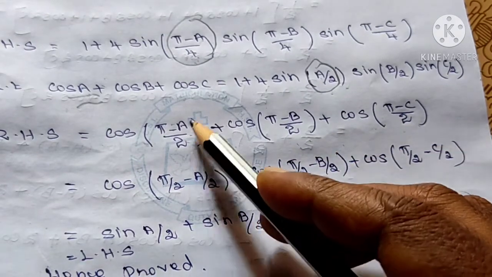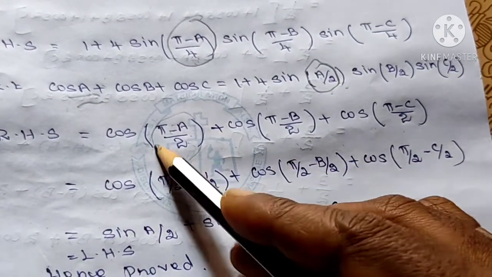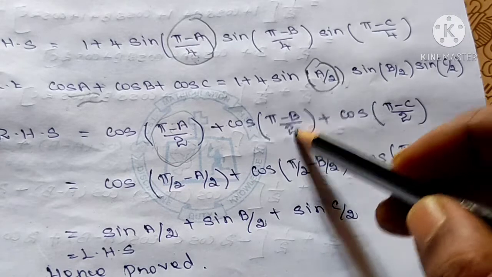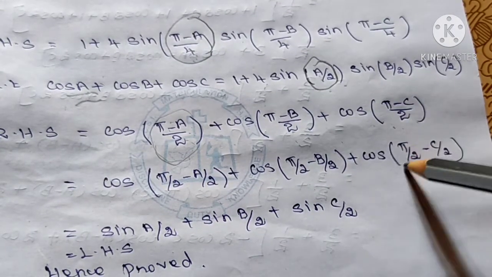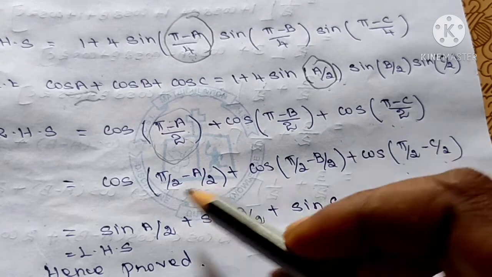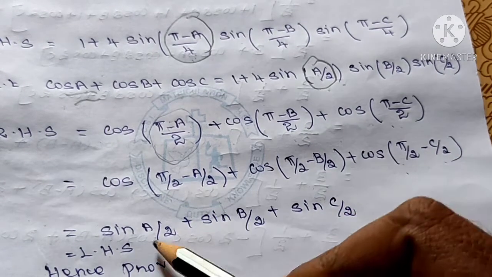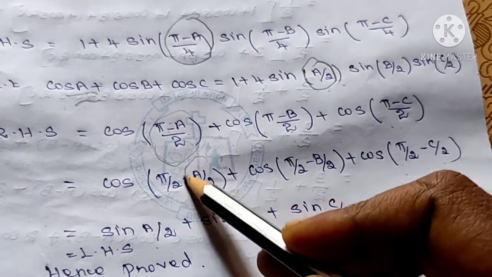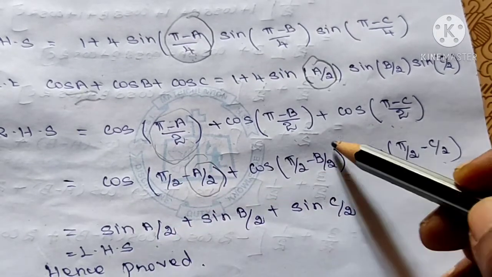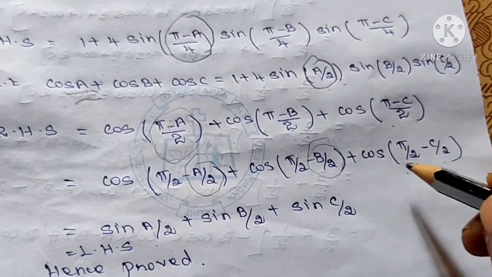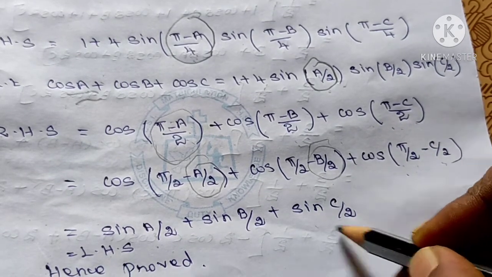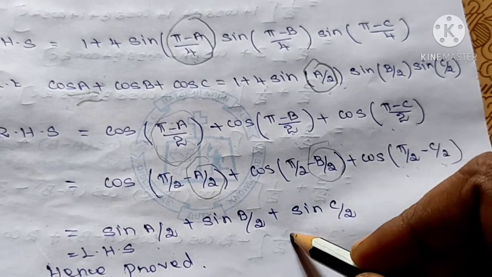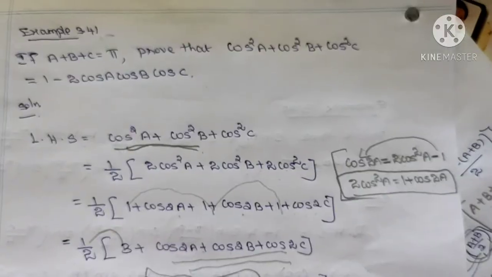Now I split the term: pi minus a by 2 is pi by 2 minus a by 2. Here also pi by 2 minus b by 2. Here pi by 2 minus c by 2. Then cos (90 degrees minus theta) is sin theta. So theta place, substitute a by 2: sin a by 2. Here b by 2, so sin b by 2. Cos (90 degrees minus c by 2) is sin c by 2. This is the left hand side. Okay, hence proved.